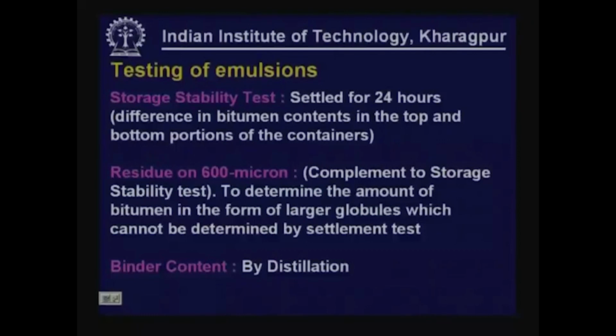So, in storage stability test, what we determine is the bitumen. The emulsion is settled for 24 hours, and the emulsion from top part and bottom part is obtained, and the bitumen from that is obtained from the top portion and the bottom portion separately. The bitumen is obtained by removing the water by distillation. So, the bitumen that is obtained from top portion and bottom portion, the content is compared. If there is no settlement at all, absolutely you should have the same bitumen content in both top portion and bottom portion of a container after 24 hours of settling. So, that is what is compared.